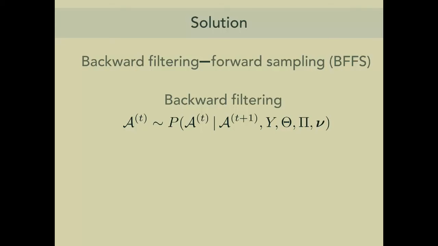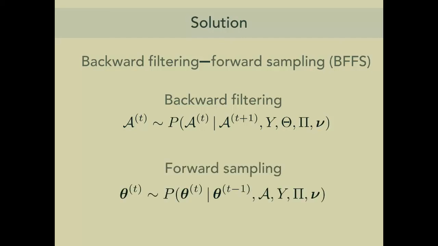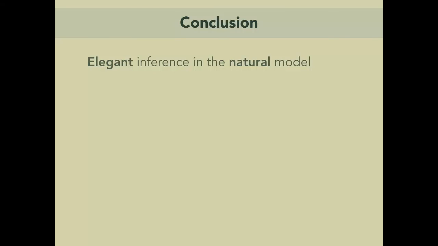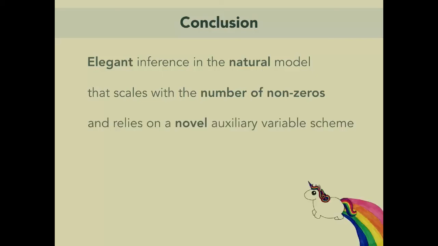Backward filtering step is we introduce the auxiliary variables from the end of the chain going back to the beginning and interleaving the marginalization of theta. And then going forwards and conditioned on those auxiliary variables, we can sample each of the thetas, conditioned on the previous thetas with all the future ones integrated out, okay? So in conclusion, we get this elegant inference algorithm in the natural model for sequential counts. It scales without any hacks for the number of non-zeros, okay, in the matrix, and it demonstrates a sort of novel auxiliary variable scheme.